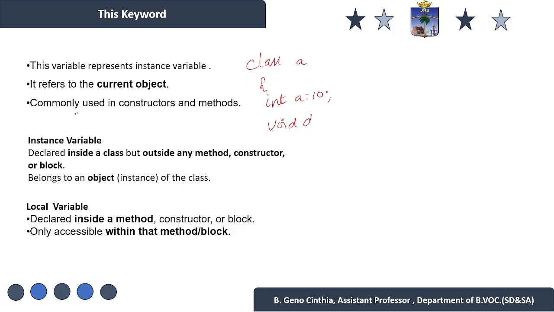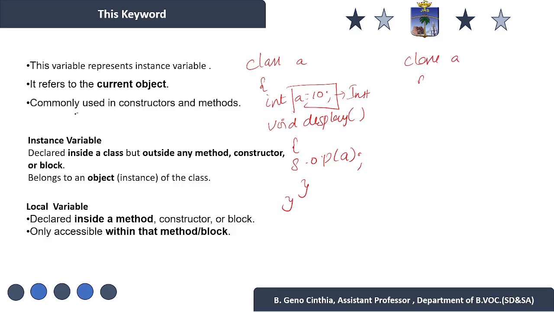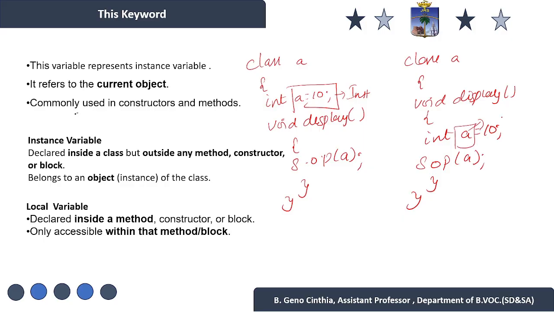So void display, I'm just printing this A. This variable is called instance variable. What is local variable? It is declared inside a method. Void display. So inside the method, I'm declaring a variable called int A is equal to 10. So in the printf statement, I'm just using A. So this variable is called local variable.